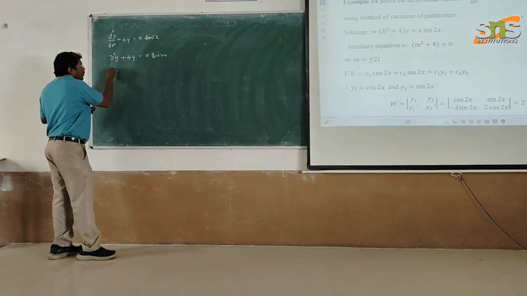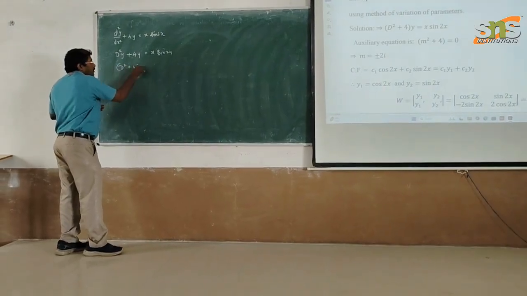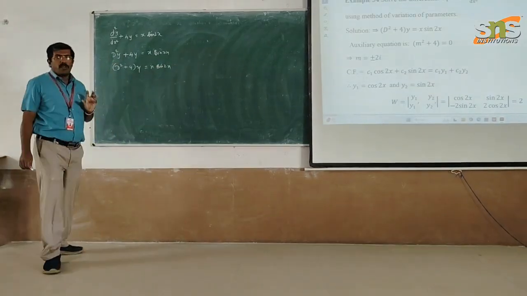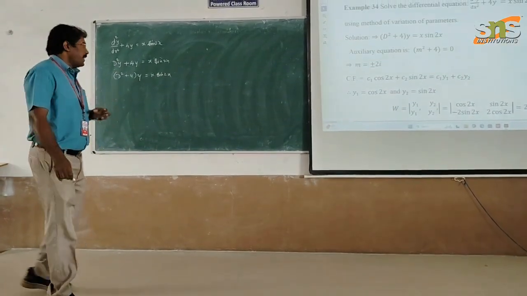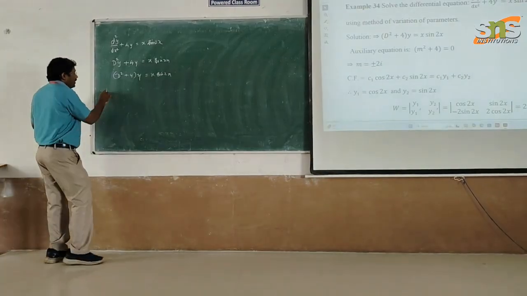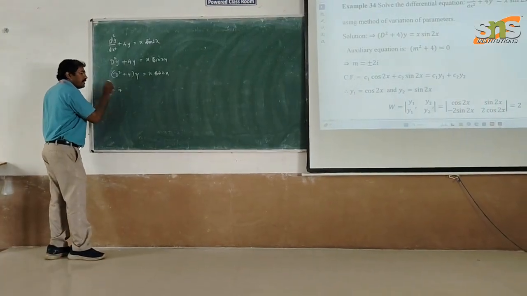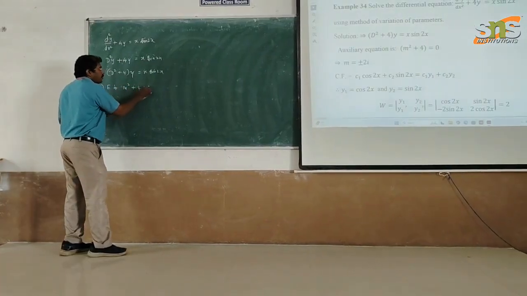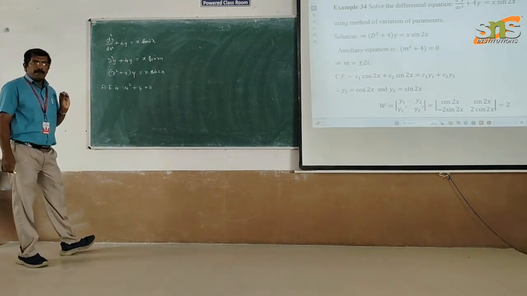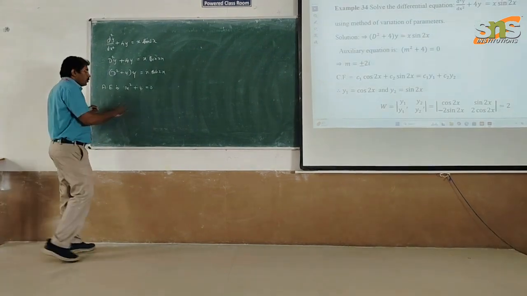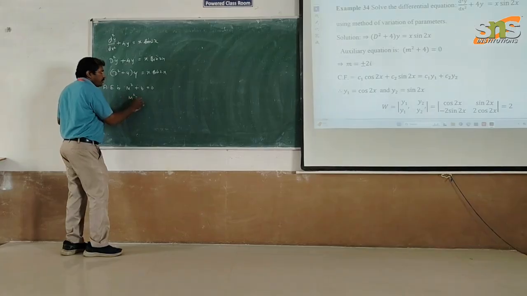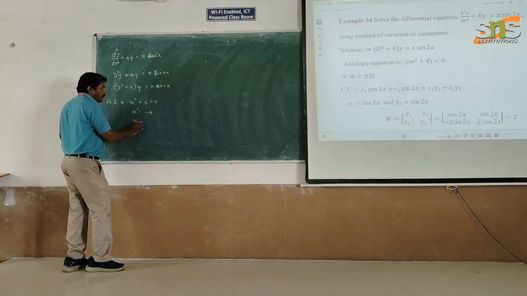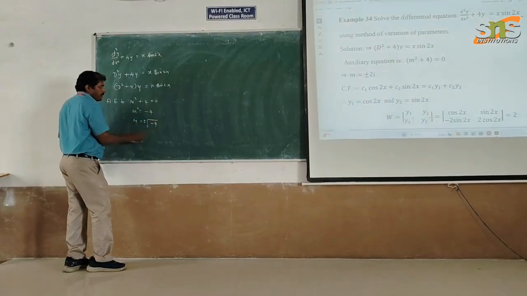Then you can take the y term as common outside, so that you get (D² plus 4)y equal to x sin 2x. Now you can find the auxiliary equation: m² plus 4 is equal to 0, from which you will find the roots. So m² is equal to minus 4, so m is equal to plus or minus root of minus 4.